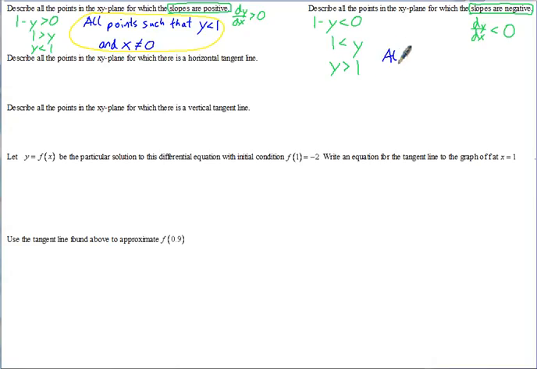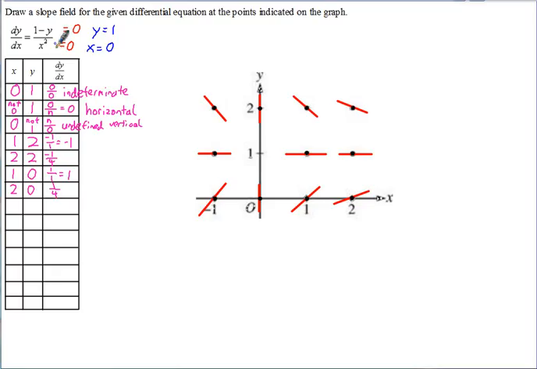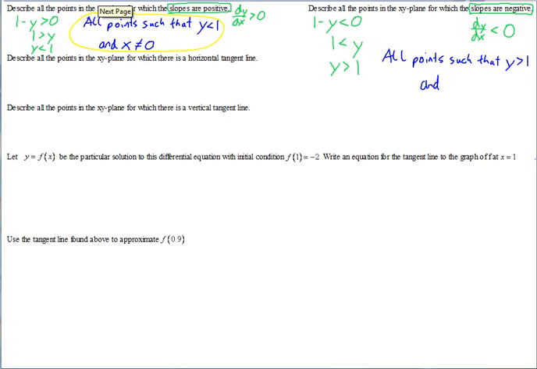So this would be all points such that y is greater than 1. And again, make sure the denominator can't be 0 still. So x is not equal to 0.